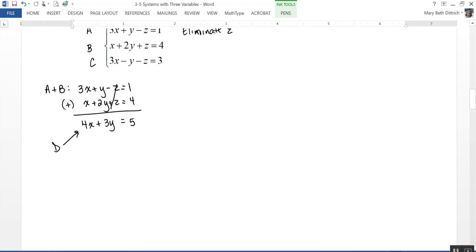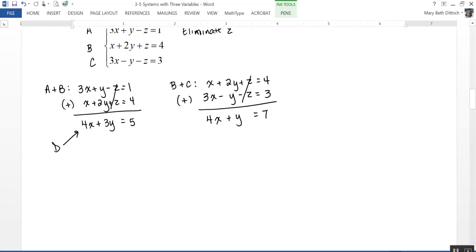Now I need to use two other equations, so I could use A and C, or B and C, and I need to eliminate z from those two. I'm liking the look of B and C, so I'm going to add B plus C. There's B, and let's put C right underneath it. When I add those two equations, my z's are eliminated, and I have 4x plus y equals 7. I'm going to call that equation E.